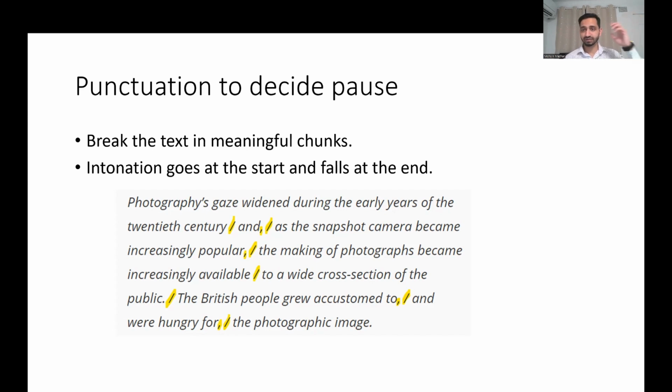So these are easy ones. These are easy things where you can always pause, because these rules you can really learn. These are hard and fast rules where you must pause. The British people grew accustomed to, there is a comma, pause, and were hungry for, comma, pause, and the photographic image. So not always you will have this help of punctuation to help you decide, but whenever that help is readily available, try to make good use of it.